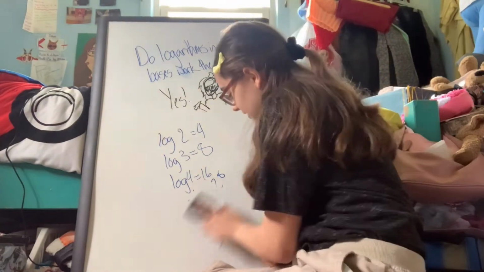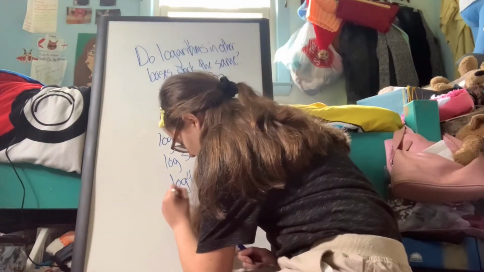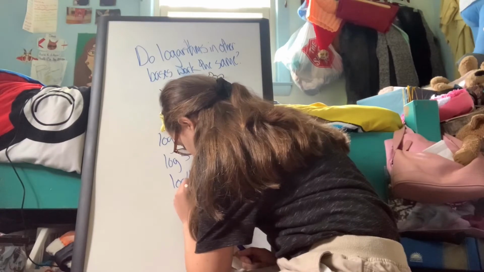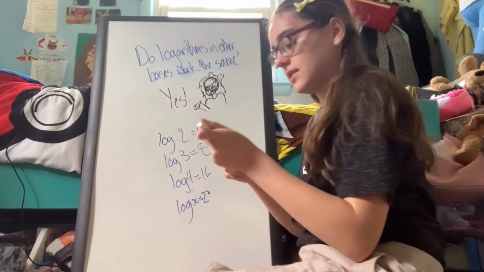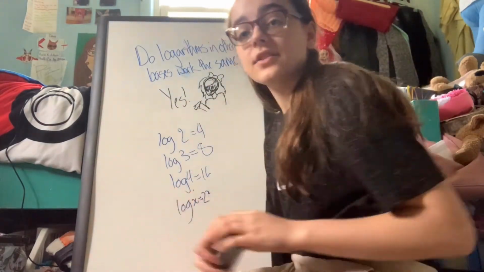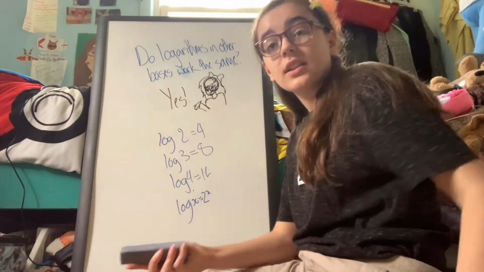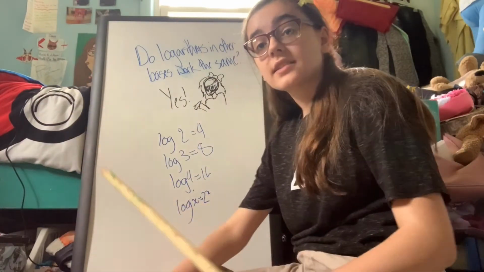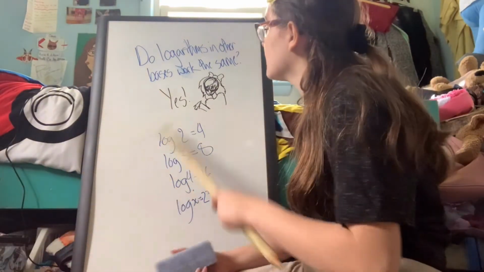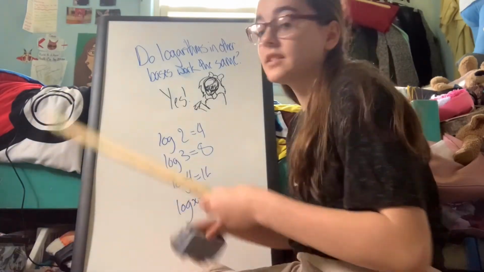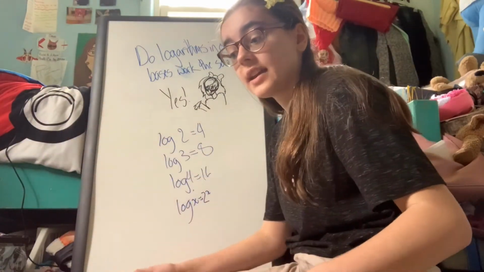So on until you get log x equals 2 to the x. So that's why the equation log x equals b to the x is true, because logarithms in all bases work the exact same.